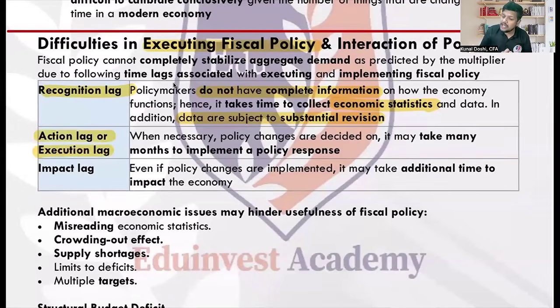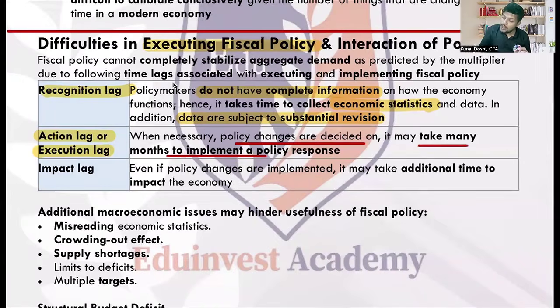Then there is an action or execution lag. In many democratic countries, the government cannot simply take a decision immediately. It has to go through the different layers of constitution, parliamentary bills, and executives, and then it gets implemented. So it's a lengthy process in democratic nations, right? Once policy changes are decided, it may take months to implement. It is many times debated in the legislature, and only when everyone agrees through voting does it take place. So the action takes time.